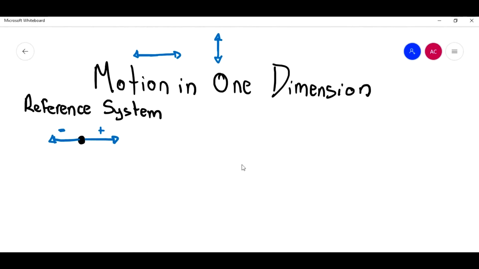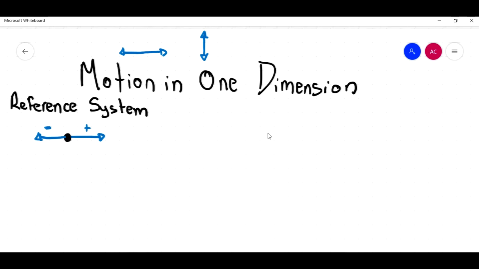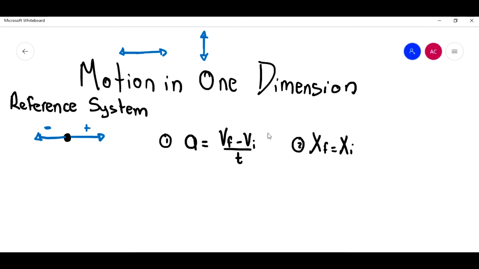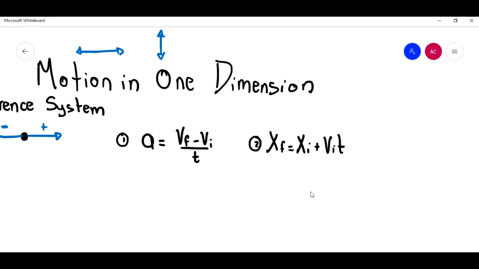We're going to have two equations that we are going to use in order to solve the problems on this topic. So I'm going to write them both. This is the first equation. In a moment, I'm going to give you the definition of each letter, and this is the second equation. These are the two equations that we are going to use.